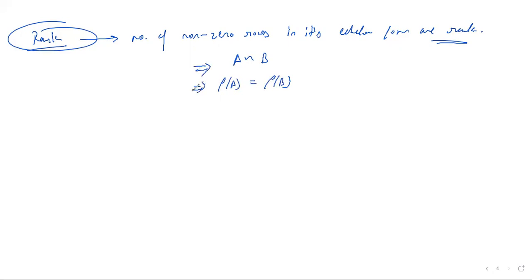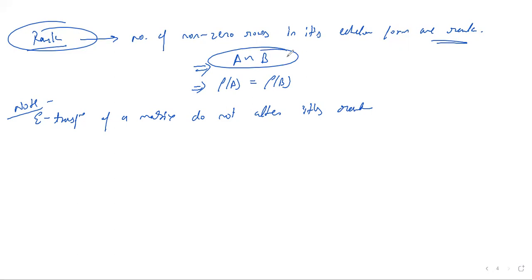One point to note here is that elementary transformations of a matrix do not alter its rank. The elementary transformation does not have any effect on the rank of a matrix. So two matrices A and B of the same order are said to be equivalent if they have the same rank.